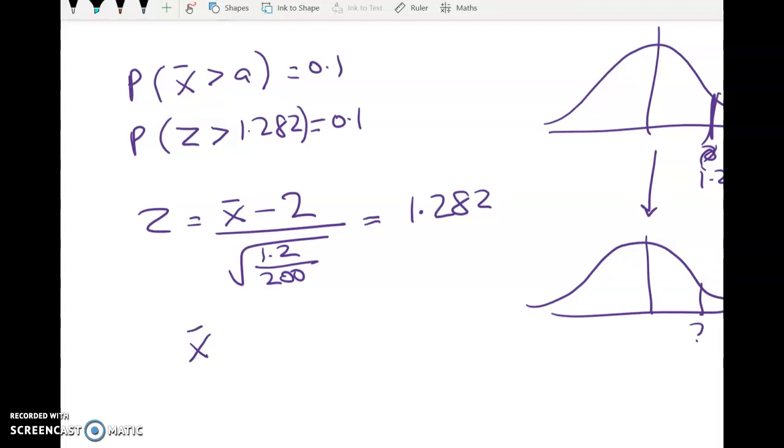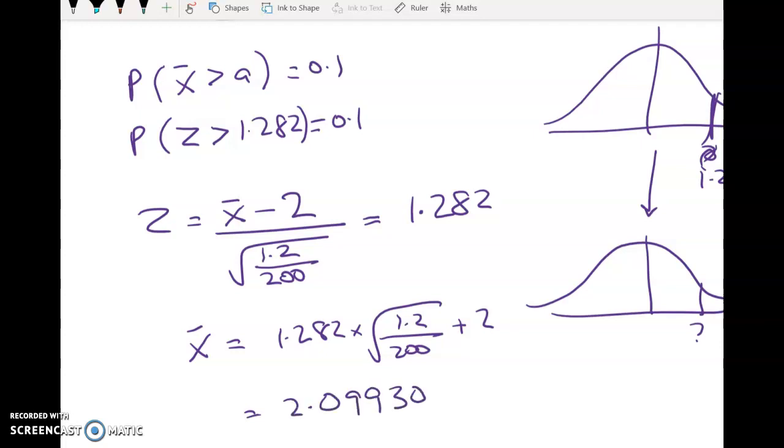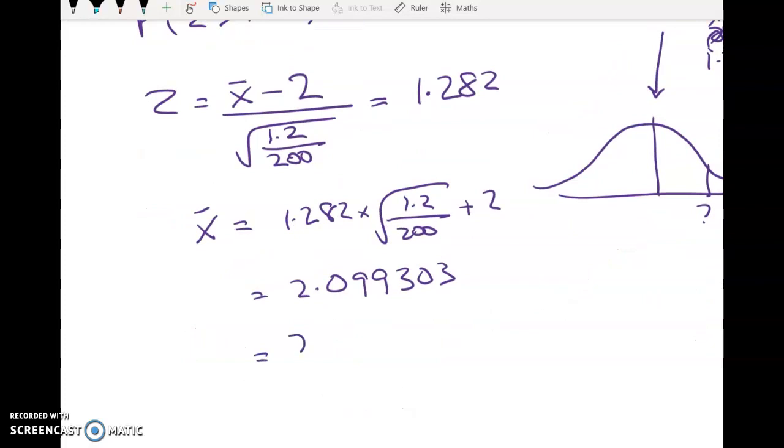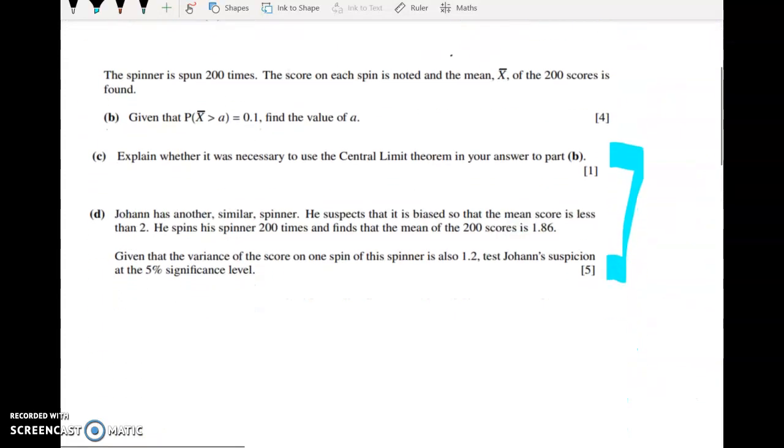So that gives me x bar is equal to 1.282 times this plus 2. And that gives me 2.099303, which is equal to 2.10 to 3 sig figs. Now let's go back to the question and see if that makes sense. Yep, it does. So that tells me that a is equal to 2.1, because what we're saying is the probability that x bar is greater than 2.1 is a reasonably low 10%.